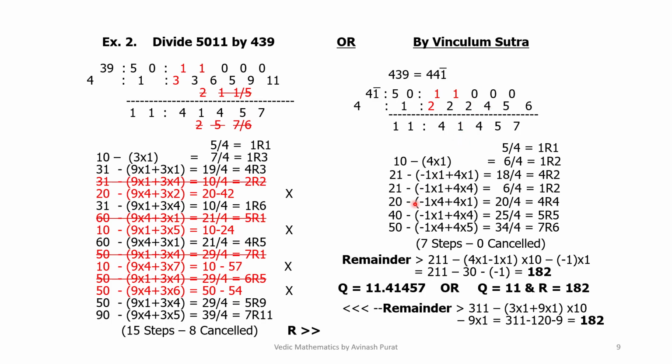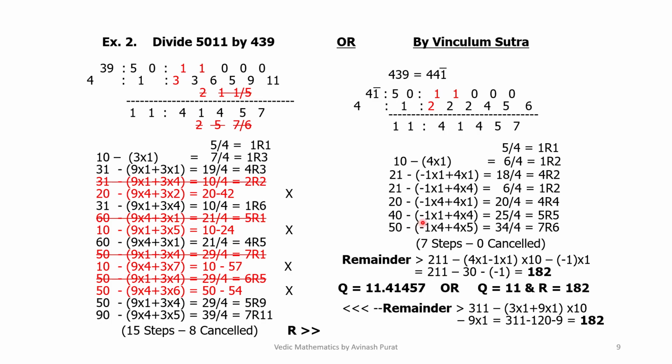So 20 dividend minus bar 1 into 4 and plus 4 into 1. So that becomes 0. 1 minus 4 plus 4, 0. 20 remains as it is. So 20 divided by 4 is 4 and remainder 4. Now 40 minus bar 1 into 1 plus 4 into 4 equal to 16 minus 1, 15.